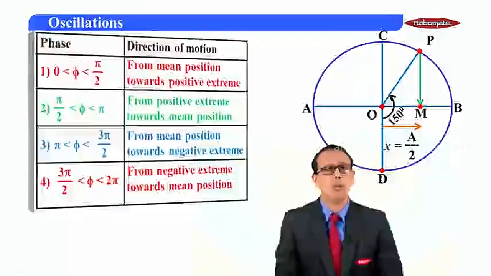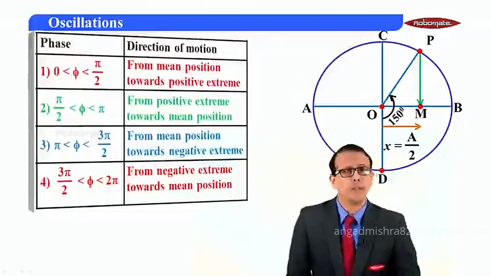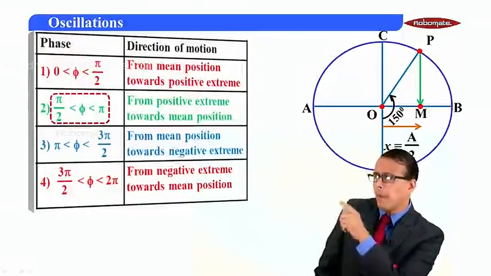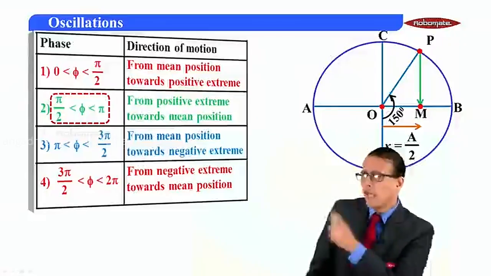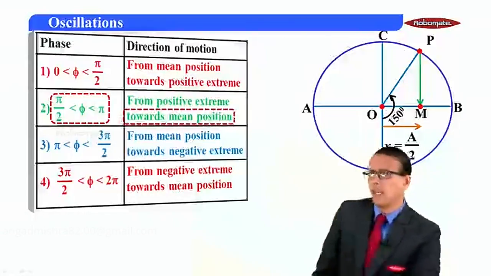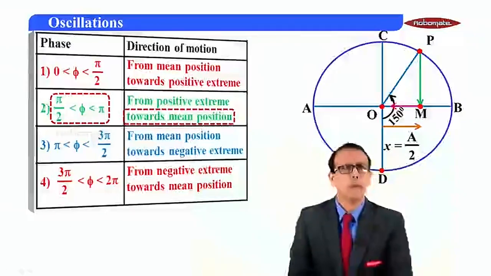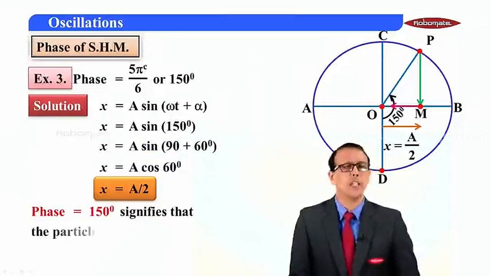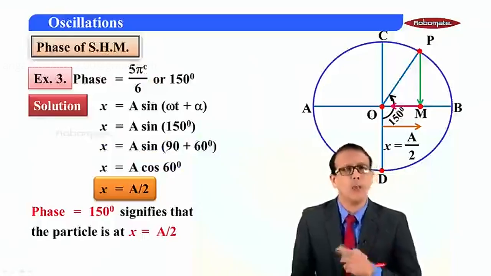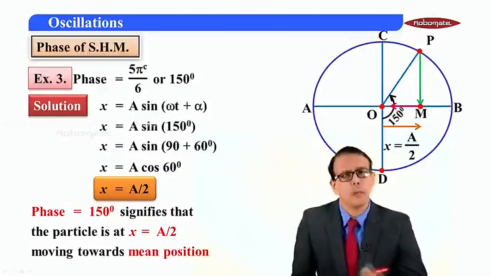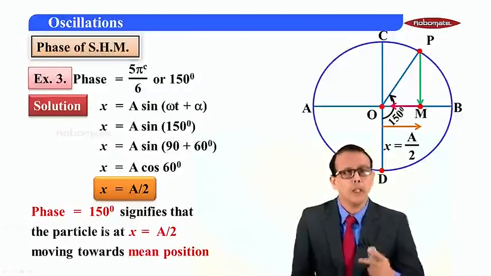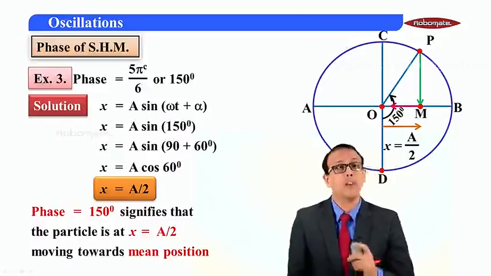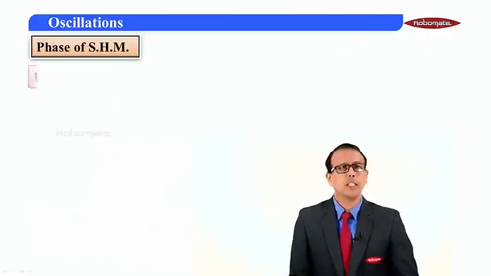So let's get back to our table. Where does 150 degrees lie? We can see in our table, it is our second case, between pi by 2 and pi. And where is the direction of motion, students? We can see clearly that now the direction of motion is towards the mean position. So let's summarize this case: 150 phase signifies that the particle is at x is equal to a by 2 and it is moving towards the mean position. So clearly, for 30 degrees as well as 150, the position was a by 2, but the directions of motion are different.